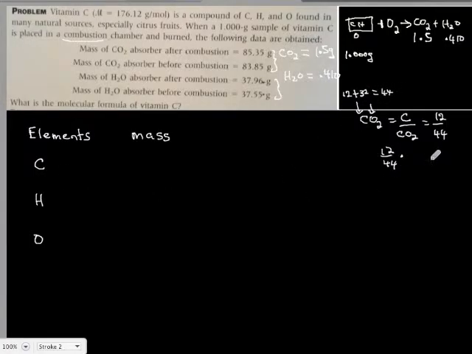So what is 12/44 of 1.5? If you picked up your calculator and figured that out, you will get 0.409. So carbon is 0.409 grams in carbon dioxide, and hence in the original compound. So we got the mass of the carbon in the original compound.